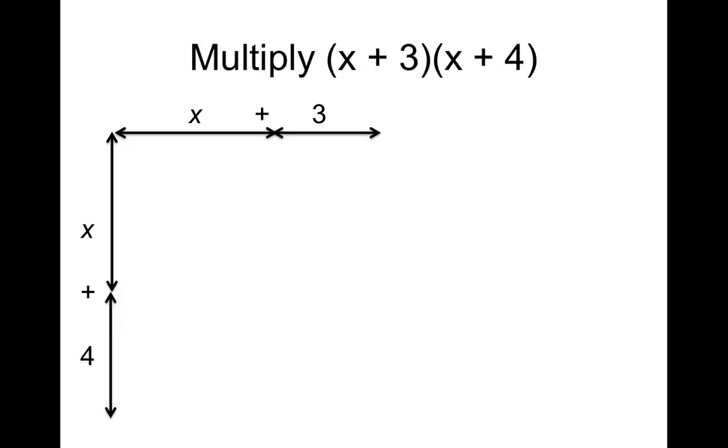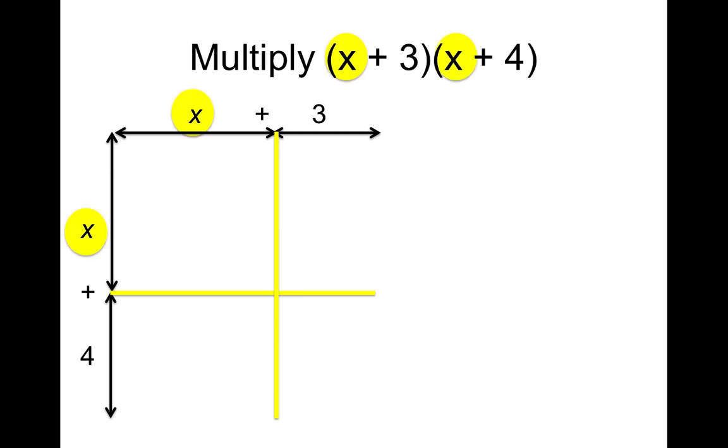Here's the same idea, but it's a little more complicated because we're multiplying two binomials together, an unknown length plus 3 and an unknown length plus 4. We can think of this total area as consisting of 4 regions. The area of each region consists of multiplying one of the things from the first binomial by one of the things from the second binomial.